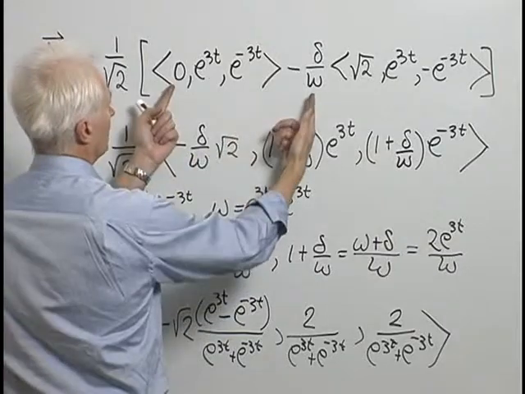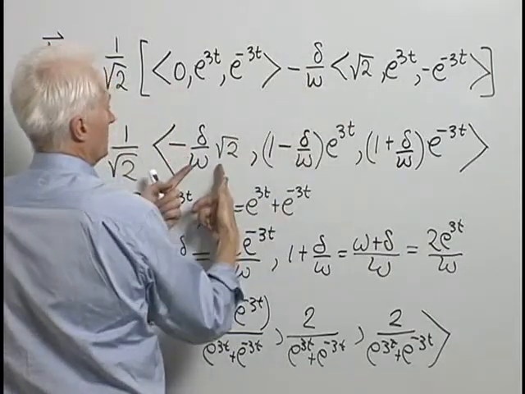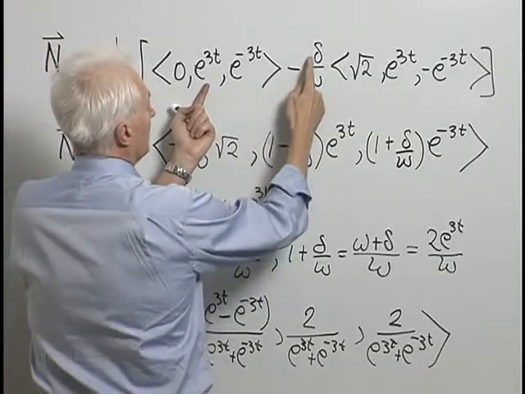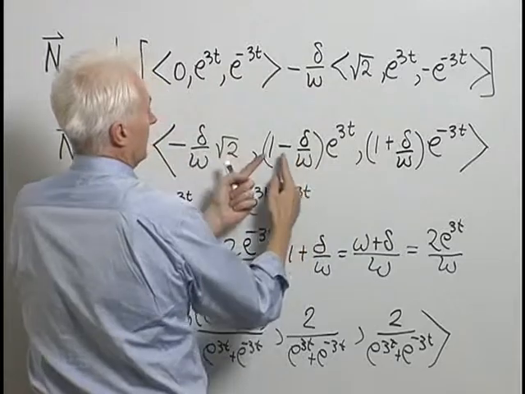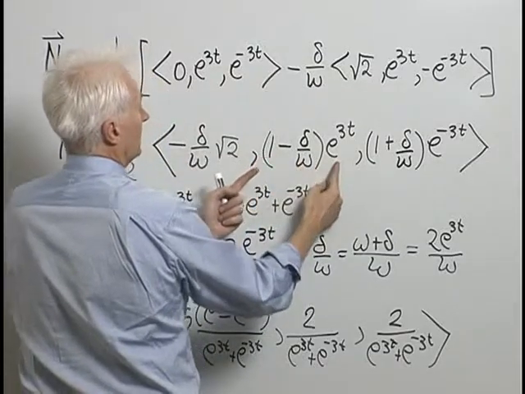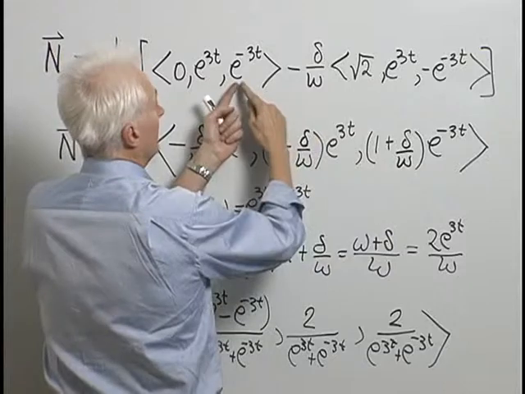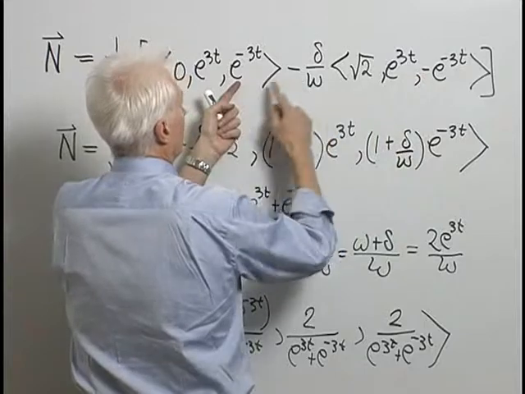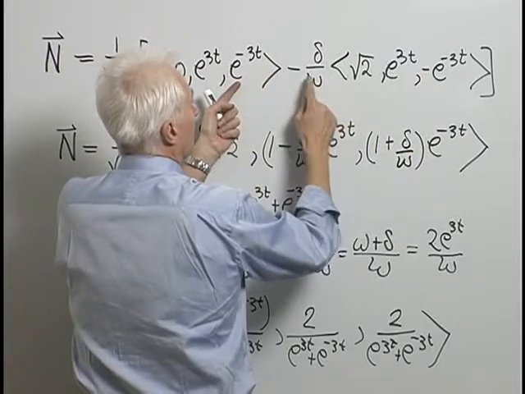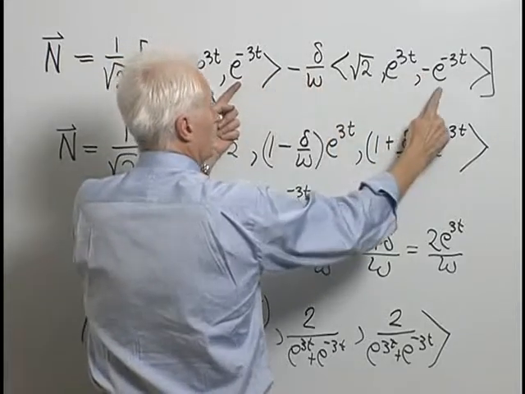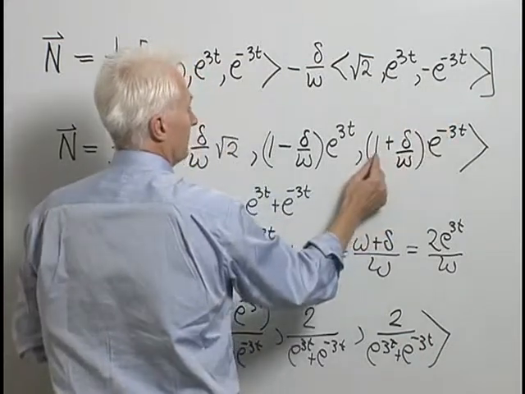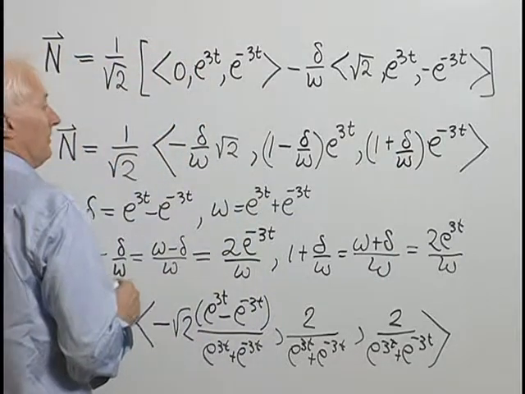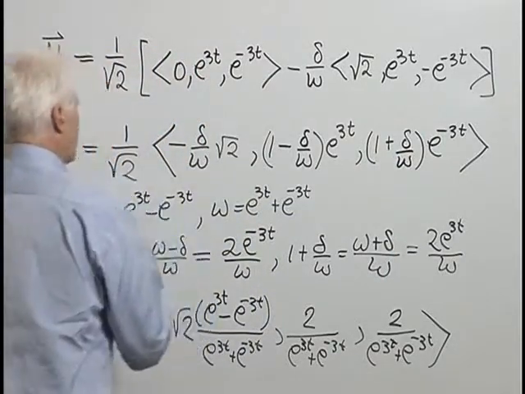For instance, our first component is just negative delta over w root 2. How about our second component? e^(3t) minus delta over w e^(3t). That's 1 minus delta over w e^(3t). The last component, e^(−3t) minus, that's plus, so e^(−3t) plus delta over w e^(−3t). That in effect is 1 plus delta over w e^(−3t). Now that looks fairly simple, but in fact let's go back now.